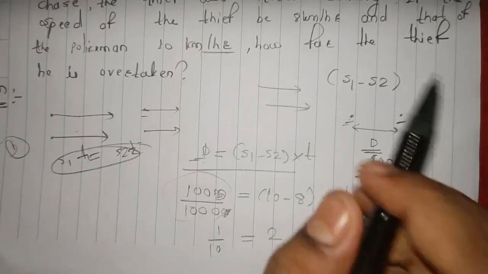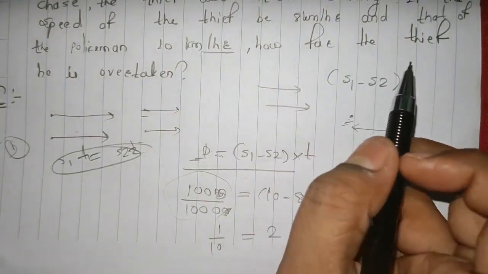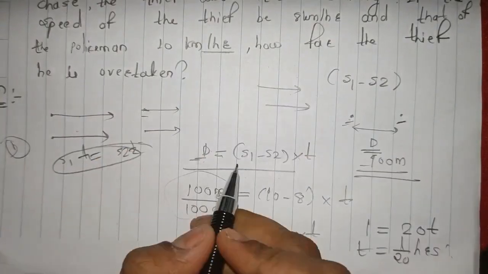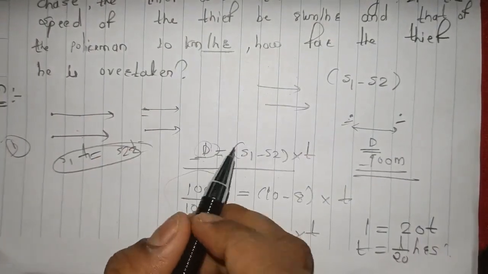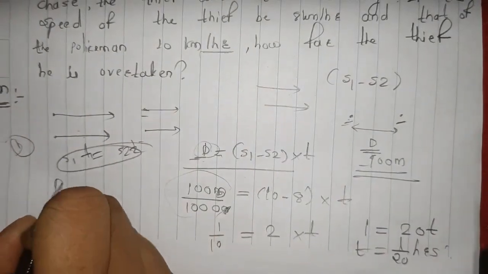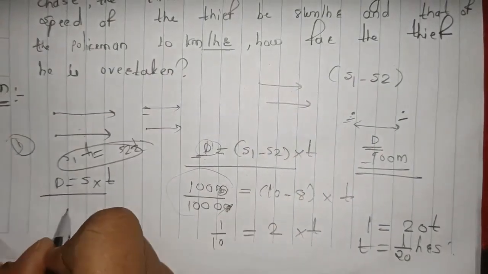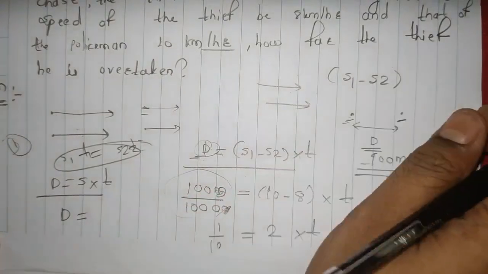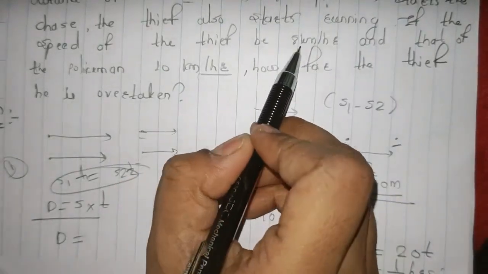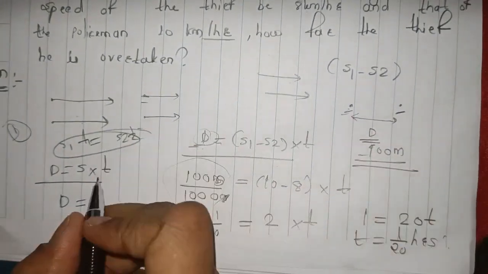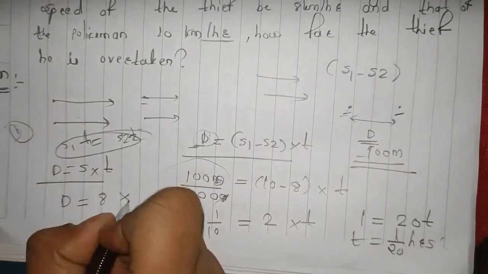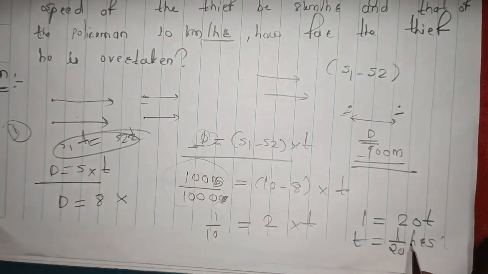But here we have to find out the distance that is covered by the thief, right? Here this is not that distance, this is just a difference. Now by using the formula, distance is equal to speed into time, what is the distance that is covered by the thief? What is the speed of the thief? Right, the thief's speed is 8 kilometer per hour, and then time 1 by 20 hours.